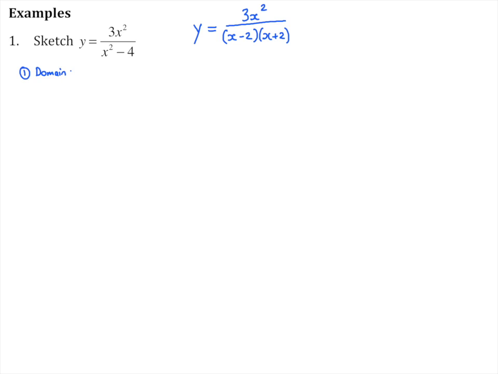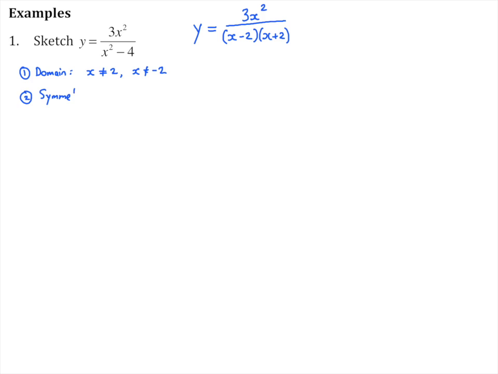Now we look at this question, and if we're trying to find the domain, it is all x values except for x cannot equal 2 and it cannot equal minus 2. Because if x was equal to 2 or minus 2, we'd have zeros in the bottom of our fraction, and you can't have 0 on the bottom of a fraction. Step 1 finished.